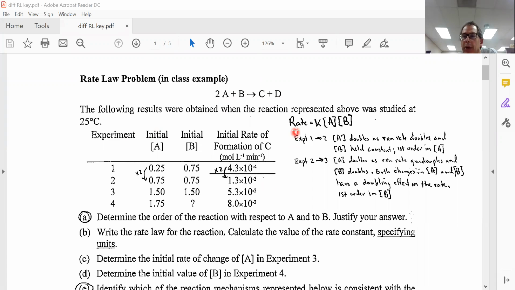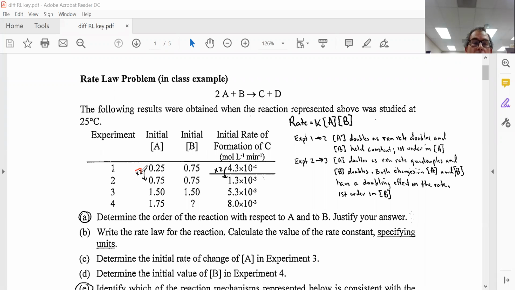Now, it looks like I wrote an answer here, rate equals k[A][B], which means it must be first order in A, first order in B. How did I know it was first order in A? Well, if B was held constant in 1 and 2, 0.25 to 0.75, that's not doubling, that's tripling. Okay, so I should probably change that right there. And I could just say times 3.